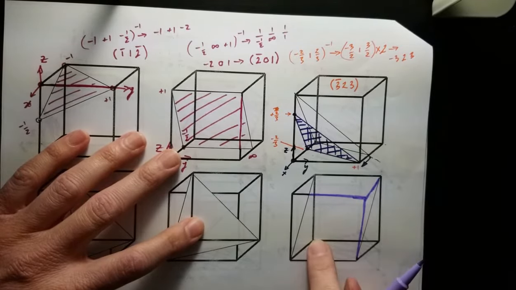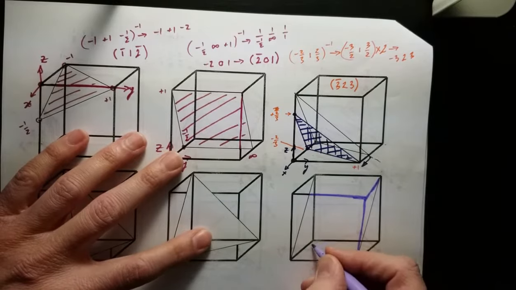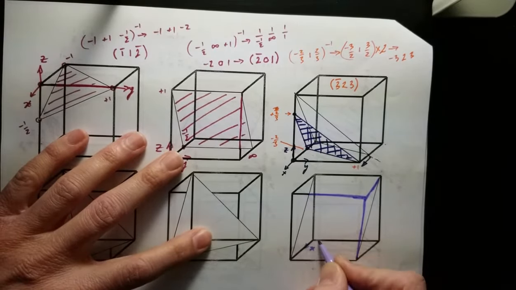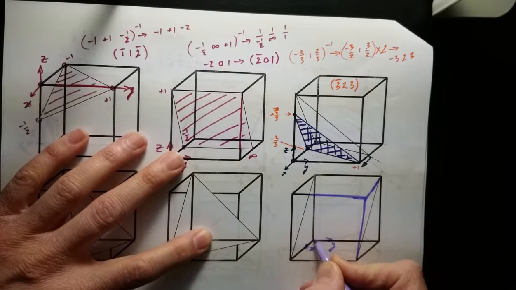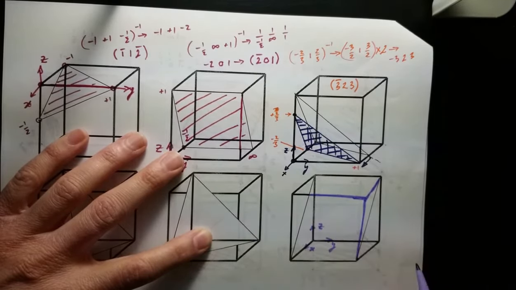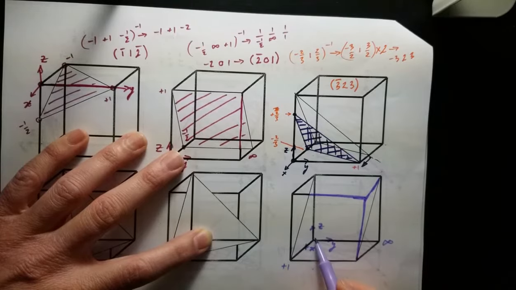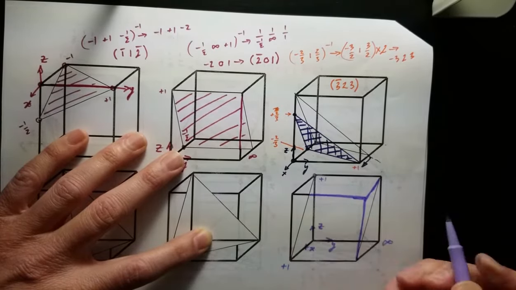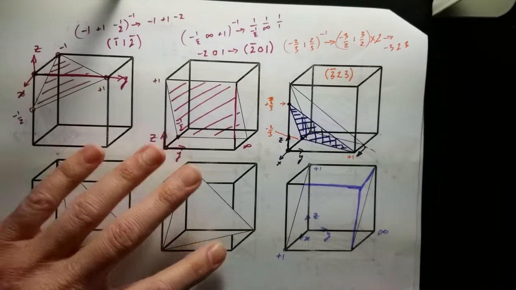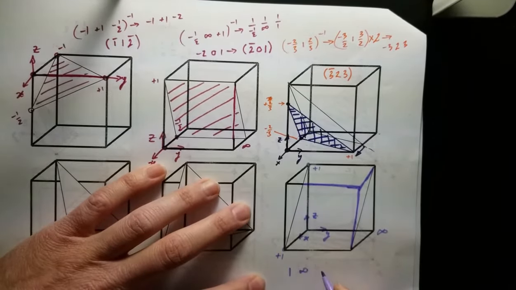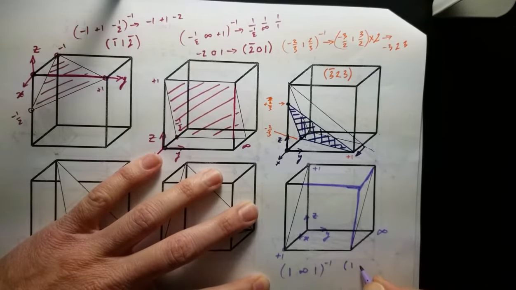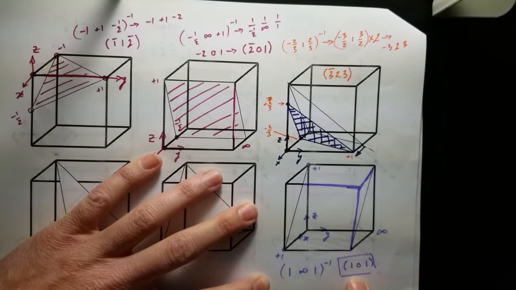Picking an origin, the back corner, that seems to make a lot of sense. X, Y, Z. It cuts X at plus 1, it doesn't cut Y, so it goes to infinity, and it cuts Z at plus 1, which means that we have 1, infinity, 1. Take the inverse, and we have 1, 0, 1. That's our solution for that plane.